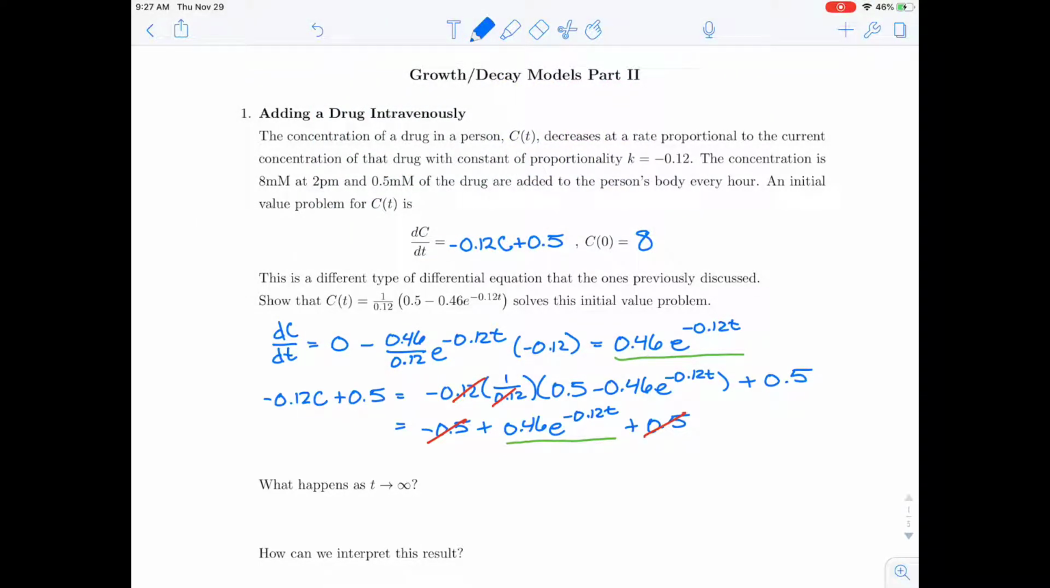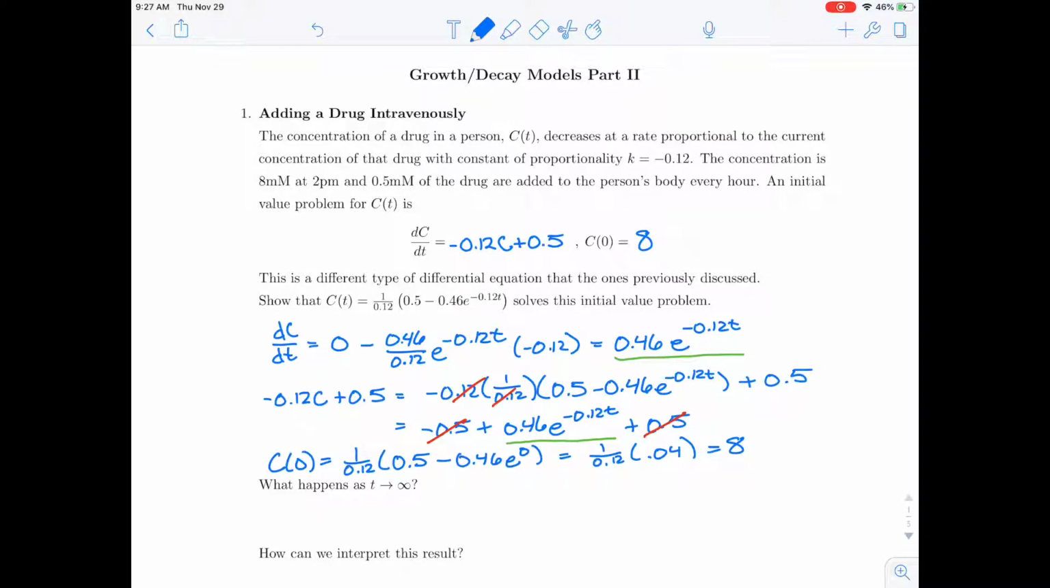We also want to note that C of 0 needs to be 8. So C of 0 in this case is going to be 1 over 0.12 times (0.5 minus 0.46 e to the 0). That's going to give us 1 over 0.12 times, in this case, 0.04. And if you plug that into your calculator, you will get 8.